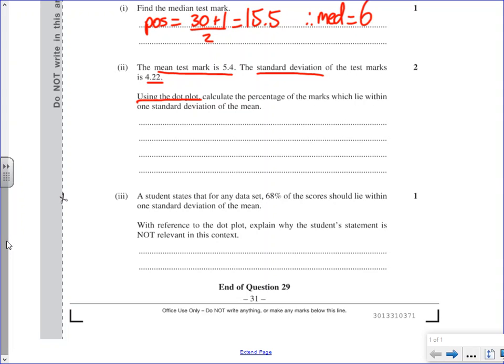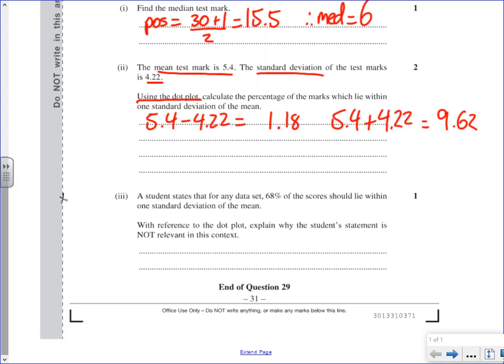So what we're going to need to do is find what the score is 1 standard deviation below the mean and 1 standard deviation above the mean. So we'll do 5.4 minus 4.22, which equals, what's that, 1.18. And we could also do 5.4 plus 4.22, which equals 9.62, I believe.